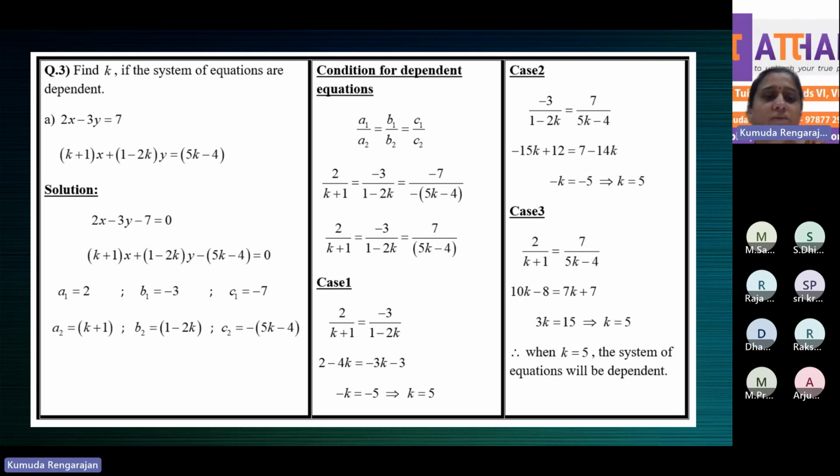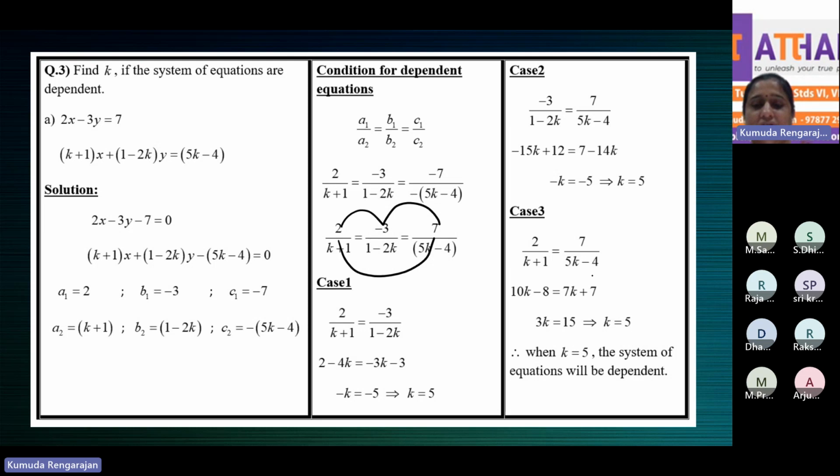So here, children, we have to find K for dependent equations. Dependent means many solutions. The condition is A1 by A2 equal to B1 by B2 equal to C1 by C2. Substitute. You can make three cases. You can equate these two, these two, and these two.